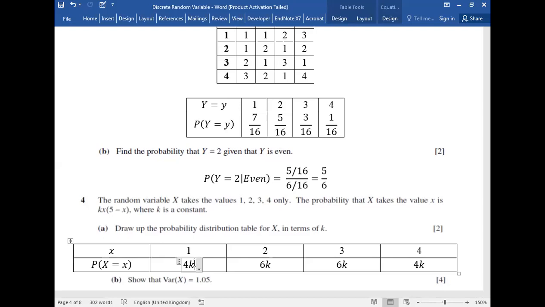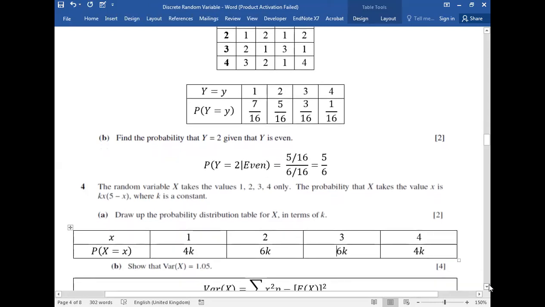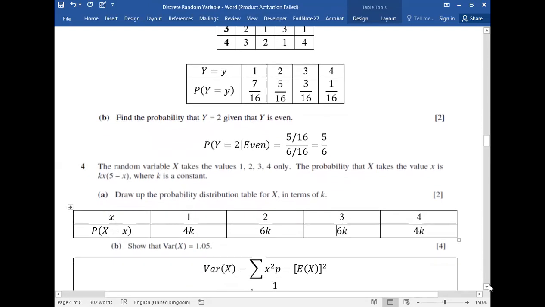How do we find the value of k? K is just one unknown. So your target should be to make one equation which involves k. Very good. All the probabilities will add up to 1. 4k plus 6k plus 6k plus 4k should be equal to 1. Find the value of k.